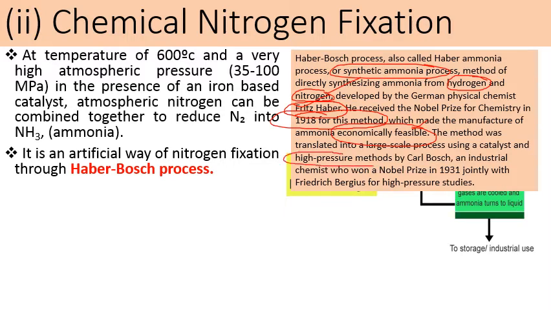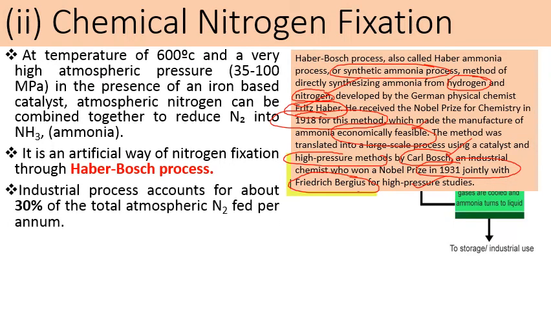This method was translated into a large scale process using a catalyst and high pressure method by Carl Bosch. सो इसी method को थोड़ा सा modify किया Carl Bosch ने ताकि हम large scale में ammonia को produce कर सकें. An industrial chemist, who again won the Nobel Prize for this in 1931 jointly with another person named Friedrich Bergius. तो इन्होंने Nobel Prize share किया है Friedrich Bergius के साथ for high pressure studies.